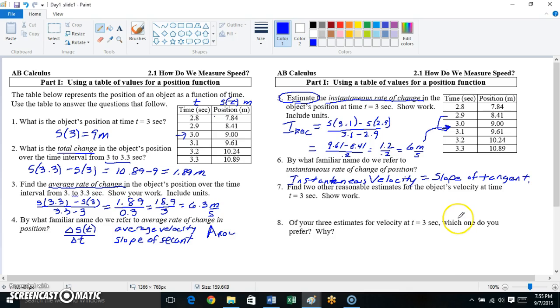All right, it says find 2 other reasonable estimates for the object's velocity at time t. Well, one way to do that is to take a look, perhaps just using the point on the left and 3, or the point on the right and 3. So we could do s of 3 minus s of 2.9 over that change in time interval, which would just be 0.1 seconds.